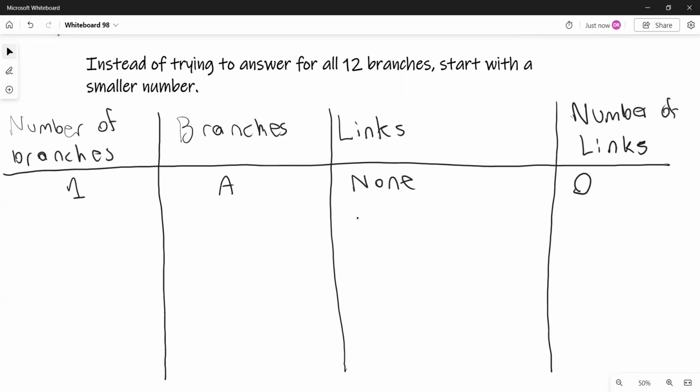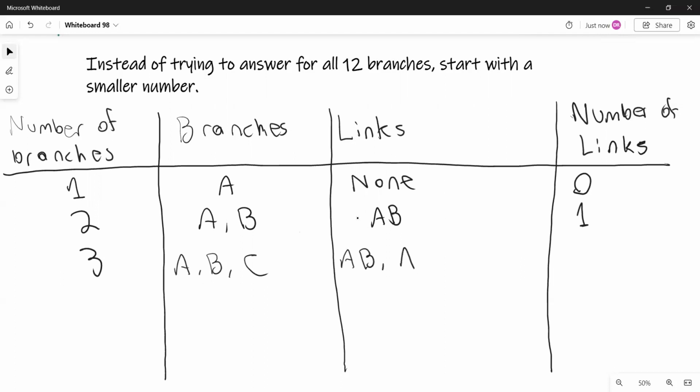2 branches are going to have one link. Let's call the branches A and B. So there's only one link, which is AB. AB is the same as BA. So there's only one link. If it has 3 branches, and we link them in pairs, the branches are A, B, and C. And the links are AB, AC, and BC.